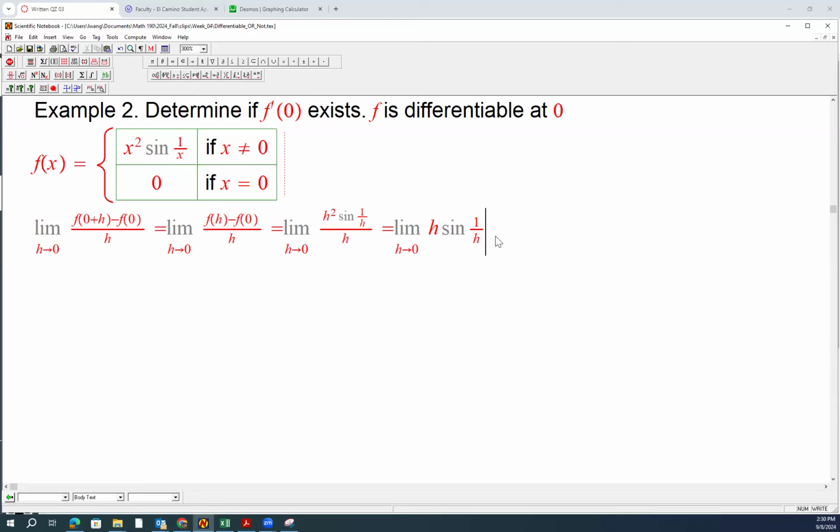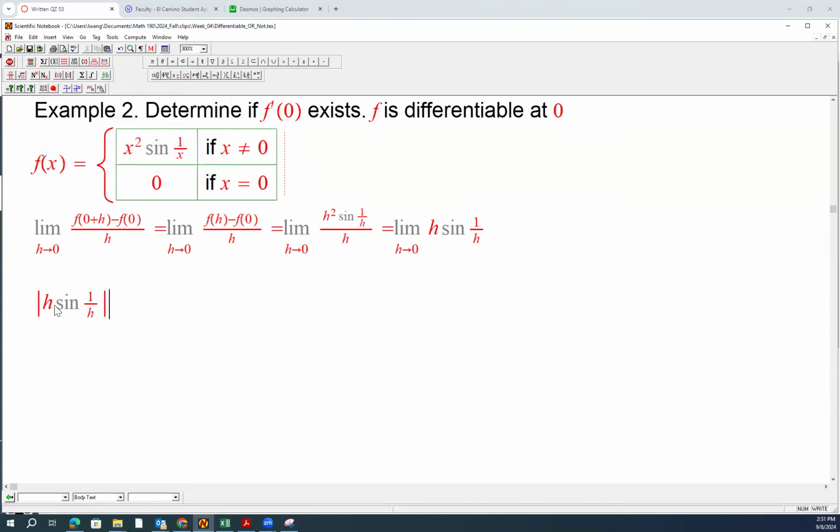Does this have a limit? Okay, so in order to demonstrate whether this one has a limit or not, we are going to try the squeeze theorem. So I'm going to take this function of our interest, and I'm going to take the absolute value.